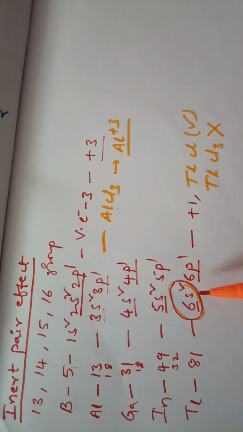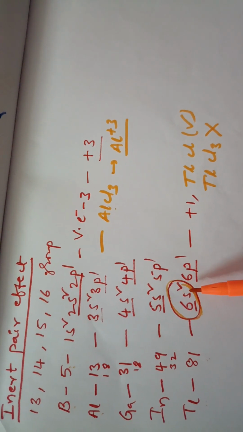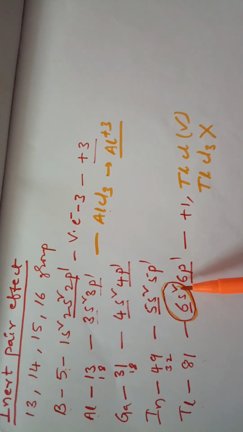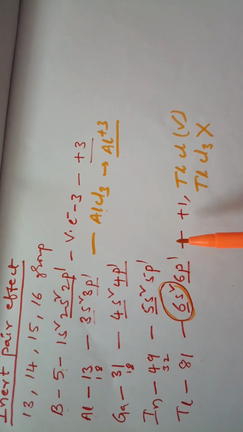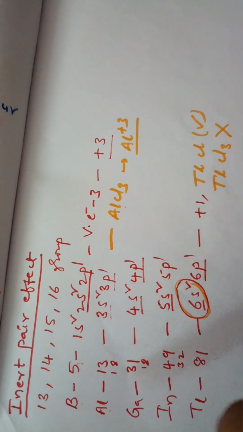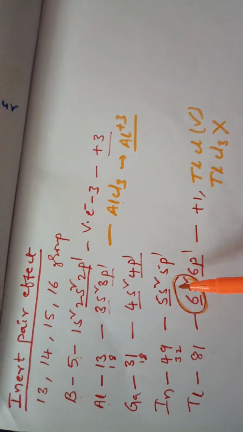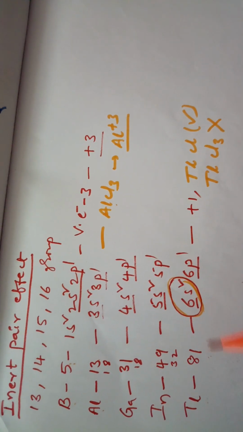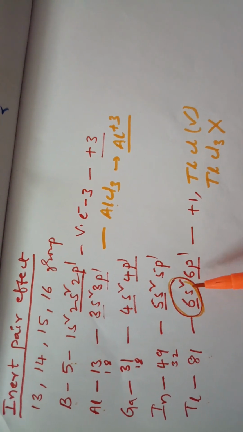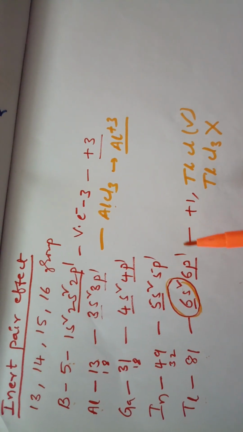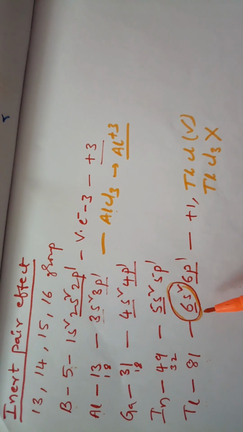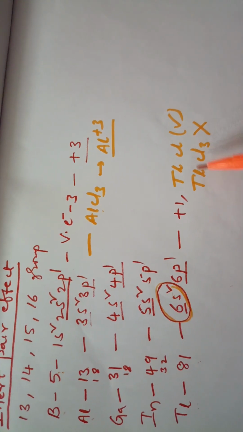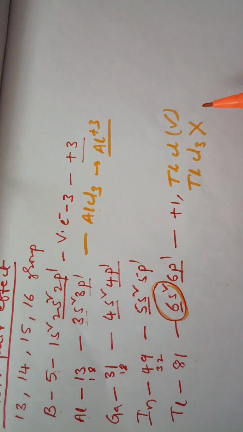Because of that reason, these 2 electrons are called the inert pair. Inert means not participating in bond. That is the meaning of inert. Pair means 2. So these two electrons are not participating in bond formation. Because of that reason, thallium forms only thallium chloride, not thallium trichloride.